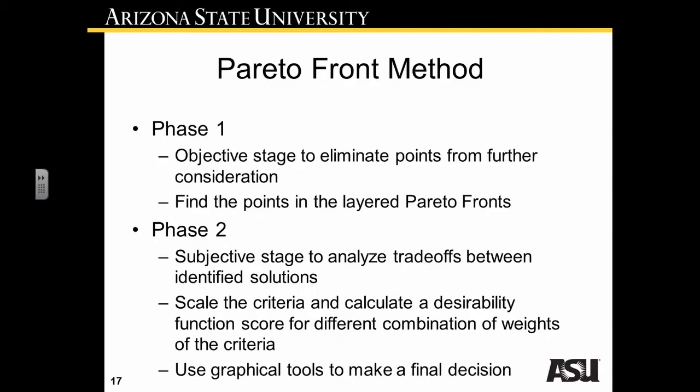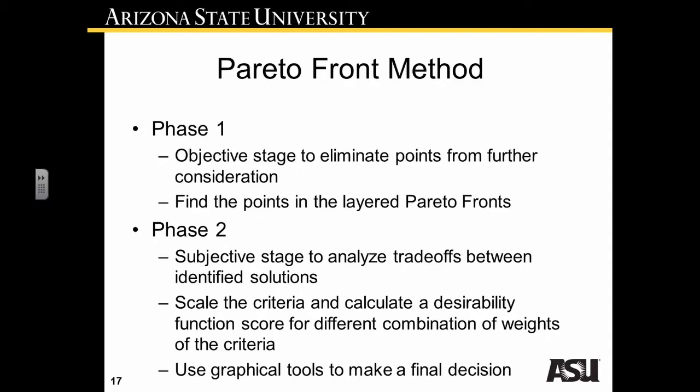We'll go into details of each of these steps, but in general, this phase involves scaling the criteria first, so they're on a common measurement scale. We then calculate a desirability function score for different combinations of weights on the criteria for each of the items in our list, and then use several graphical tools to make a final decision. What we do here is we don't provide the user with the solution. What we want to do is provide a set of options so that you can come to a decision based on your own priorities.